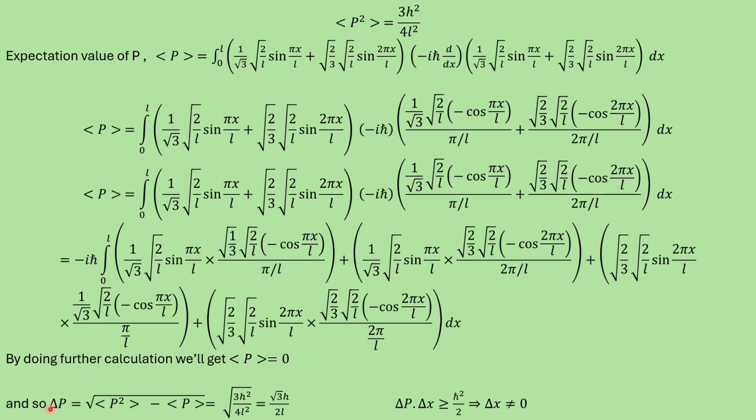उसके बाद हमें निकालने हैं डेल्टा P. डेल्टा P इज इक्वल टू रूट ओवर P स्क्वायर का एक्सपेक्टेशन वैल्यू माइनस एक्सपेक्टेशन वैल्यू ऑफ P squared. तो यहाँ से निकलेगा root 3h by 12. फिर हमें निकालनी है डेल्टा X की वैल्यू. तो हमें पता है अनसर्टेंटी प्रिंसिपल से डेल्टा P इंटू डेल्टा X इज ग्रेटर देन इक्वल्स h bar by 2. तो हमें पता है डेल्टा P इज नॉट इक्वल्स 0, और क्योंकि ये ग्रेटर देन इक्वल टू h bar by 2 होनी चाहिए, दैट मीन्स डेल्टा X इज नॉट इक्वल्स 0.